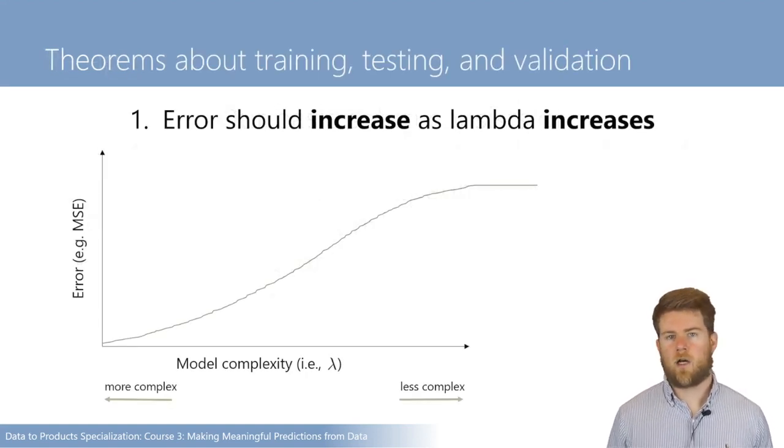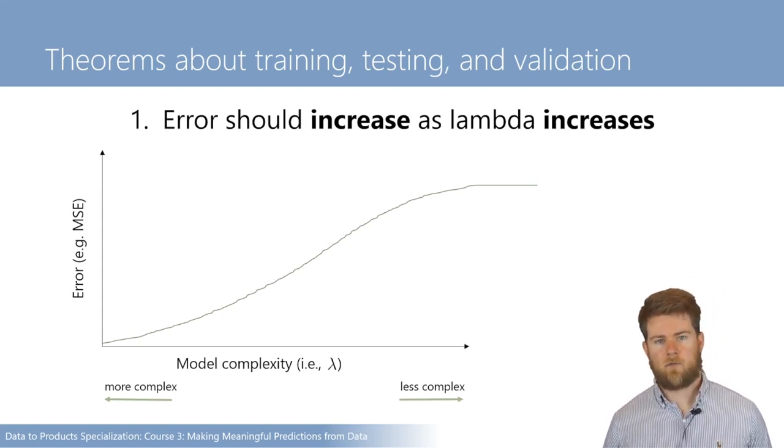Okay, so our theorems are the following. First of all, our error should increase as lambda increases. So what does that really mean? We have this plot here, which on the x-axis shows the model complexity, in other words, the value of lambda, which trades off complexity versus accuracy.